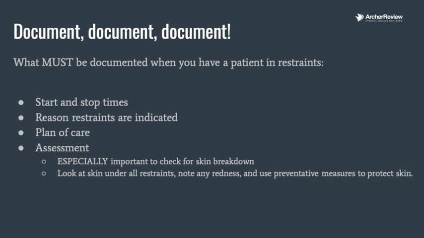Your due diligence as a nurse is to check that skin, look under the restraints, and validate that there's two finger breadths width of room between the restraint and the patient's skin, that there's no moisture or redness, and that you're giving them bathroom breaks and all of those things that are required of us. And you have to document all of it. So check for that skin breakdown. If you see any redness, you need to initiate preventative measures such as a foam Mepilex, a barrier cream, whatever's appropriate depending on the area that the restraint is on for that patient.